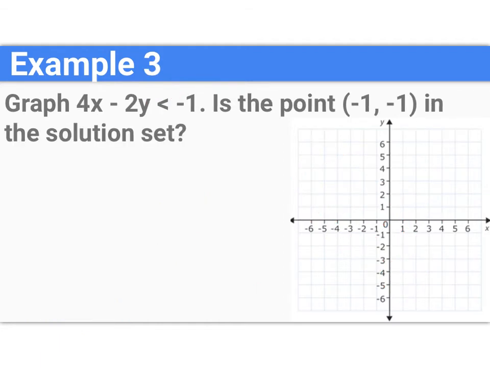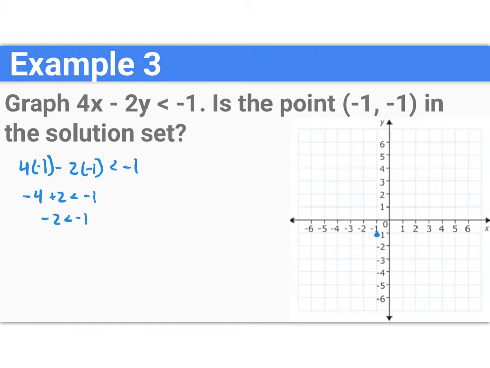Is the point (-1, -1) in the solution set? Again, standard form of a line. So we're just going to solve it. 4 times -1 minus -1, which is plus 1, is less than -1. Negative 2 is not less than negative 1. No, negative 2 is less than negative 1. Yes, it is. I'm sorry. So what is the point? (-1, -1) will be in the solution set.